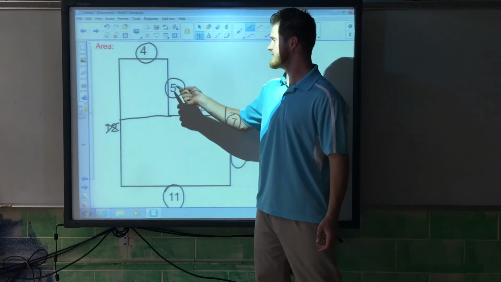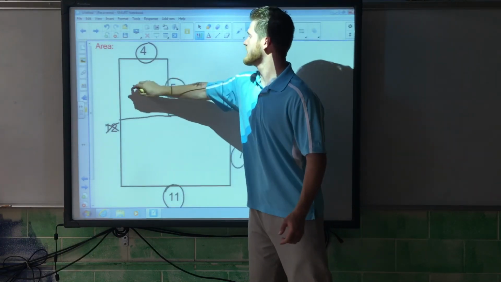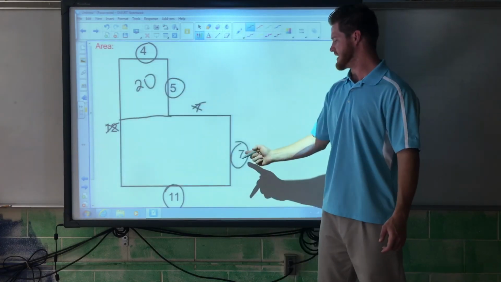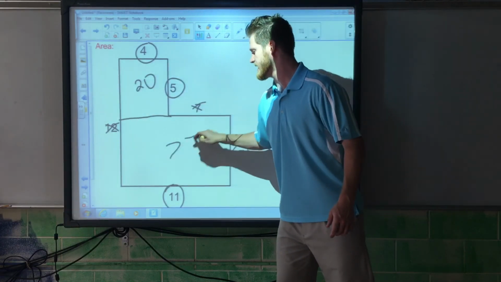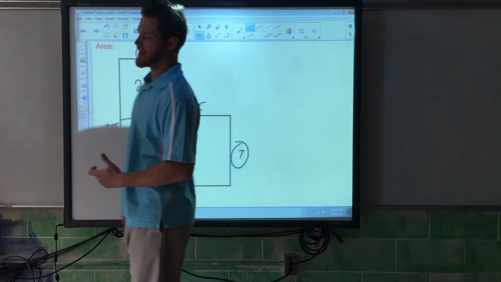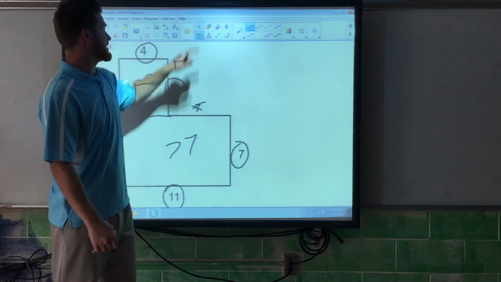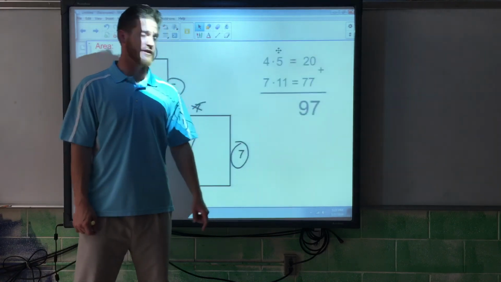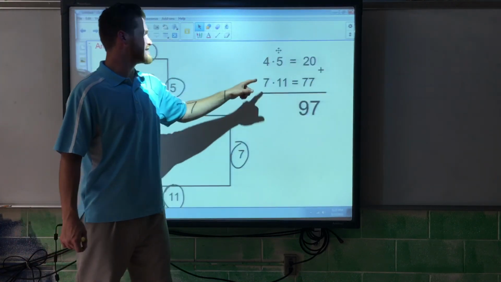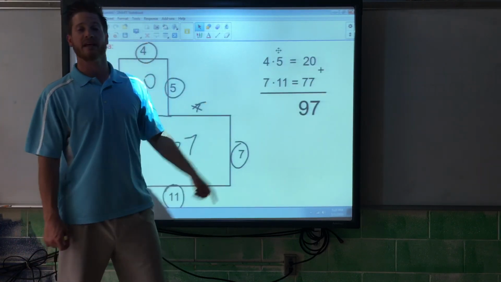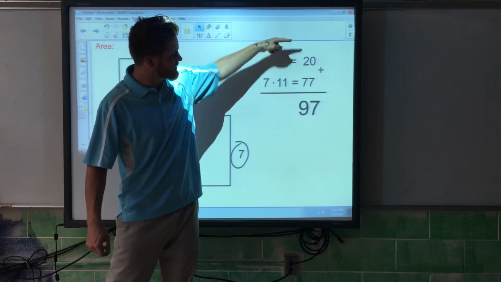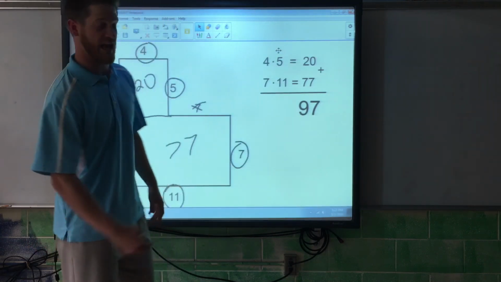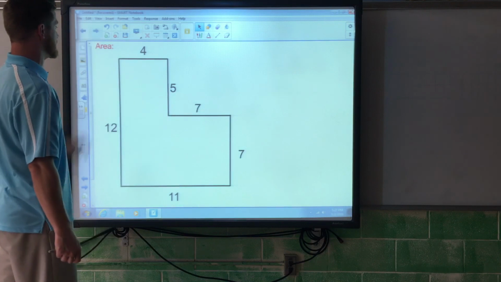So here would be length times width. 5 times 4 would give me 20. And over here, 7 times 11 would be 77. Now if you remember from about a minute ago, to find the total surface area, the total area of this object, you just add both areas together. 4 times 5 is 20. 7 times 11, 77. 77 plus 20 does in fact give you 97. The area of this composite figure is 97.